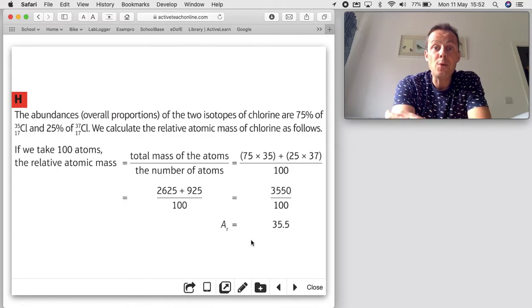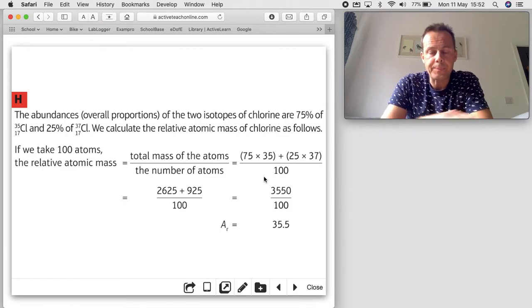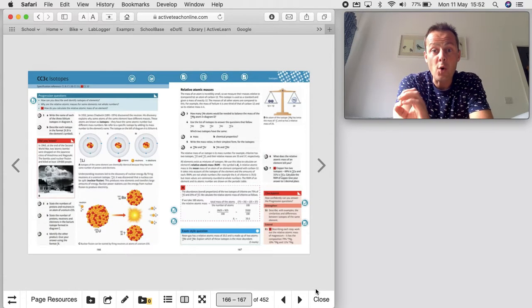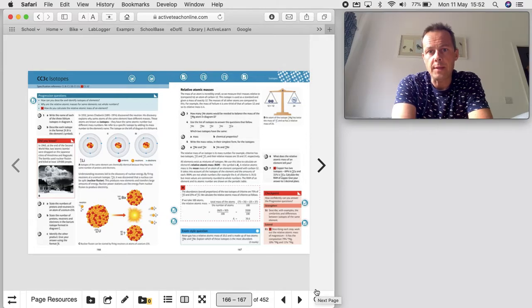Now in the exam you are expected to remember that formula. You will not be given that formula. So you have to make sure that you learn how to use that, but also how to remember the formula. And that's all we're going to be having a look at with isotopes today. So it's a bit of recap. We have already done that.